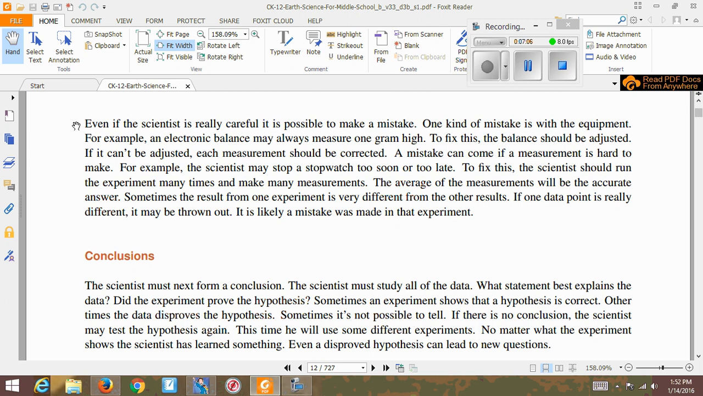Sometimes the results from one experiment are very different from the other results. If one data point is really different, it may be thrown out. It is likely a mistake was made in that experiment.